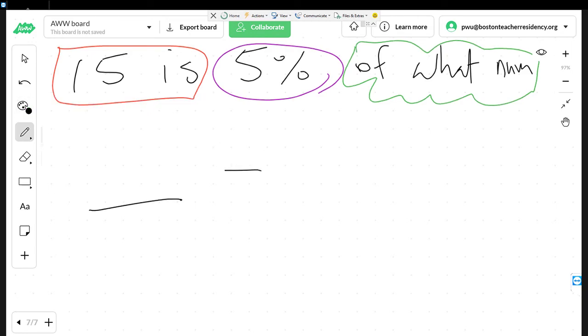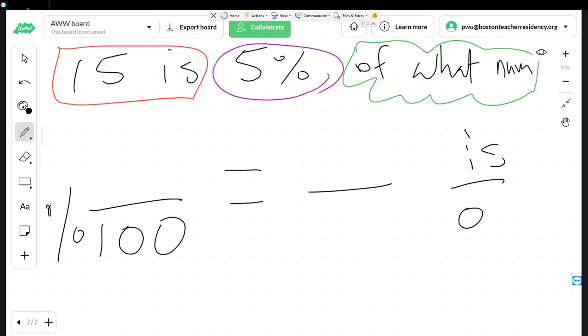One more time, equivalent fractions. Equivalent fraction out of 100. So we're looking for our percent, our is, and our of. I'll give you 10 seconds. So here's our is. We have 15. It's grouped with our is. We're looking for our percent. That's 5, so our 5 goes out of 100. And finally, our of is our what number. So that's our x.